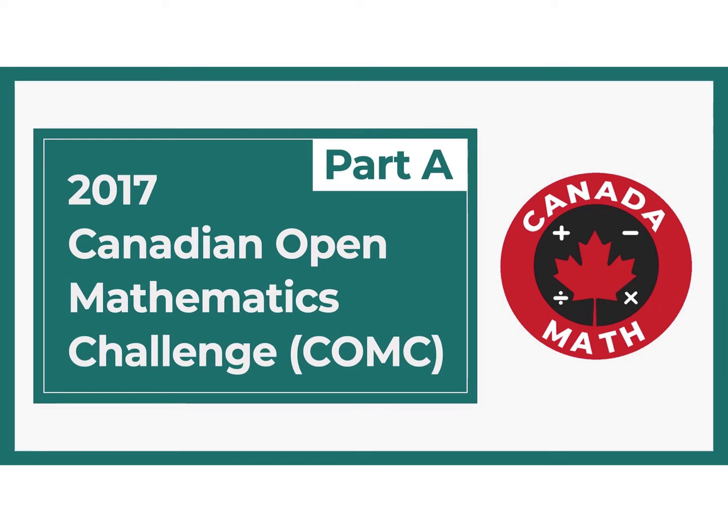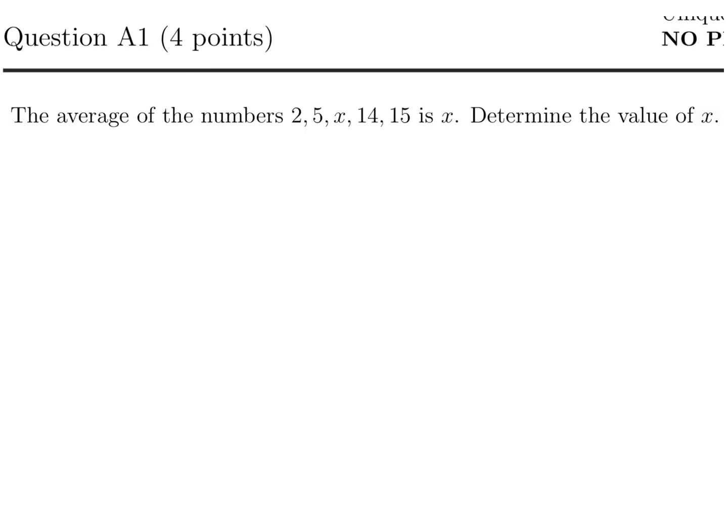2017 Canadian Open Mathematics Challenge, Part A. The average of the numbers 2, 5, x, 14, 15 is x. Determine the value of x.